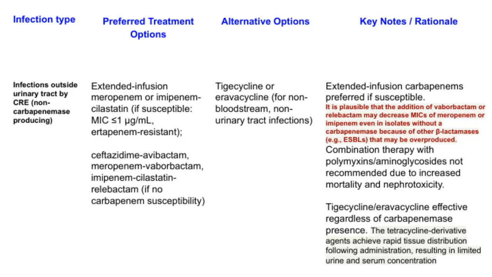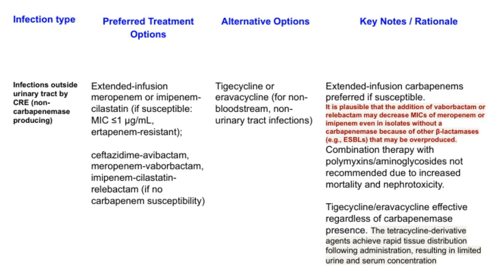Let's take a closer look at the treatment options for infections outside the urinary tract caused by CRE that do not produce carbapenemase. When the isolate is susceptible, meaning the MIC is less than or equal to 1 microgram per milliliter, we often start with extended infusion meropenem or imipenem-cilastatin. This approach helps maintain effective drug levels over time.